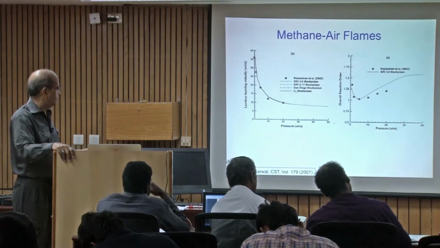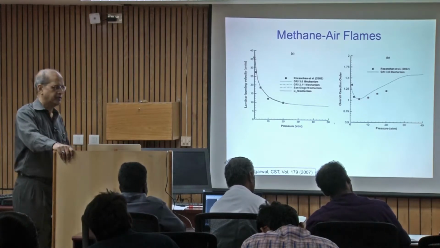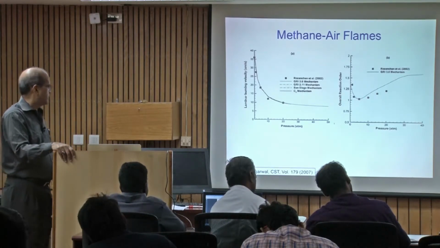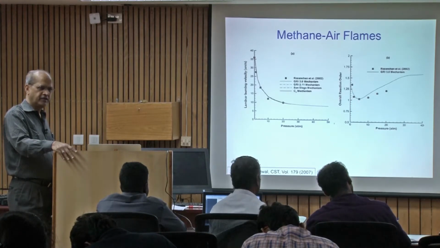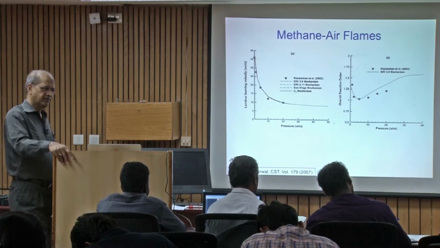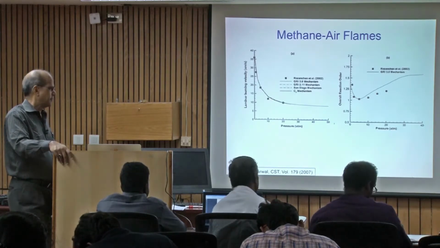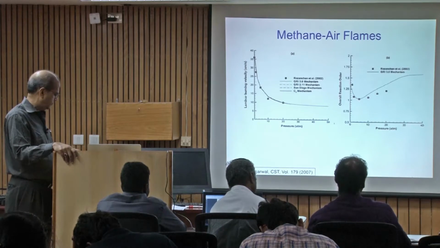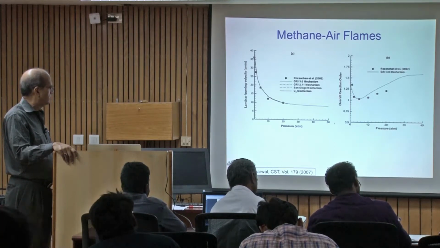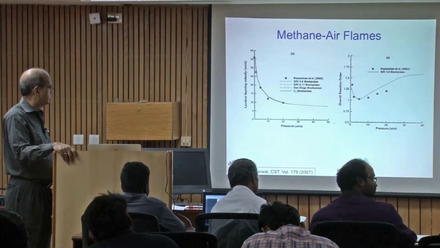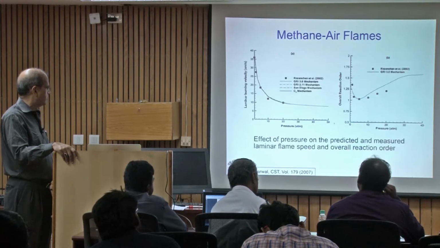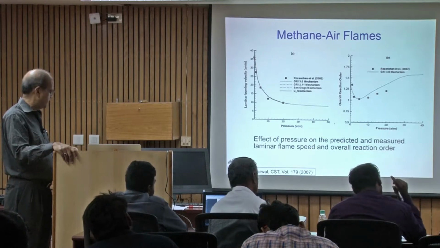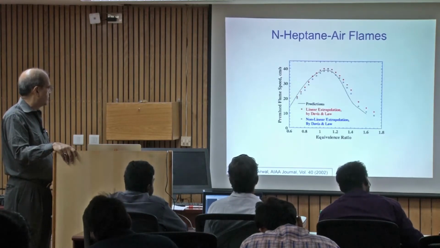So this is a typical behavior of the effect of pressure on flame speed, that it decreases rapidly. We start from 1 atmosphere, and then it kind of levels off at high pressure. Okay, any questions? Oh, that was the title, which I didn't remember.